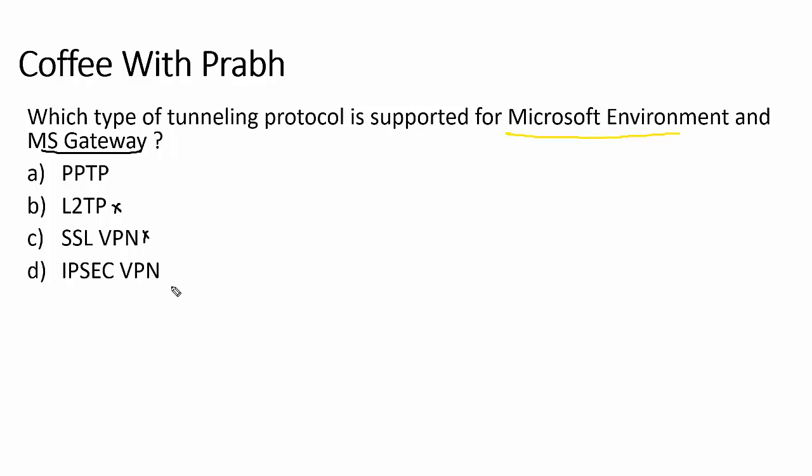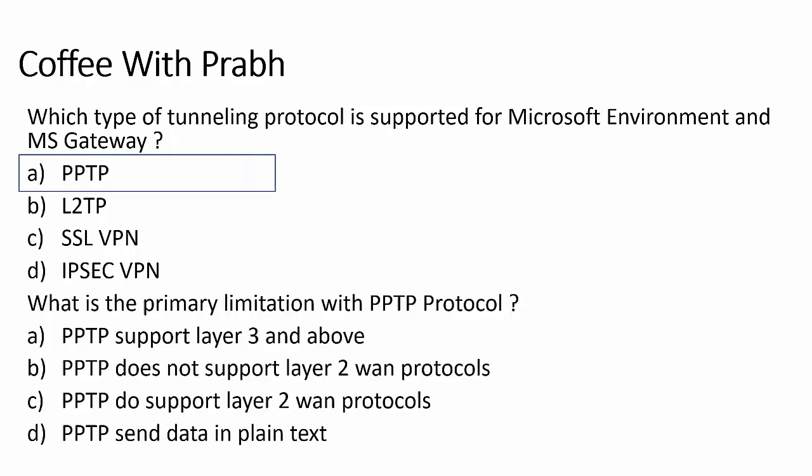IPsec VPN, there's nothing called an IPsec VPN. VPN works with L2TP and all that, so that is removed. So the only option left is A, PPTP. That's why the answer is A for alpha. Let's move to the next coffee shot.